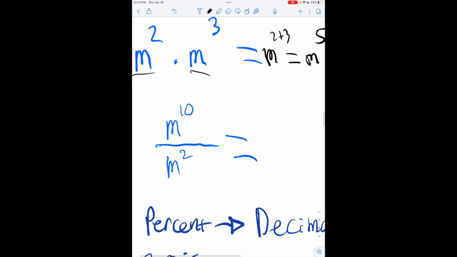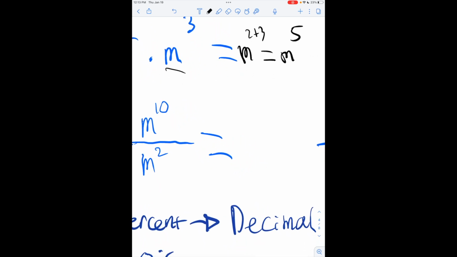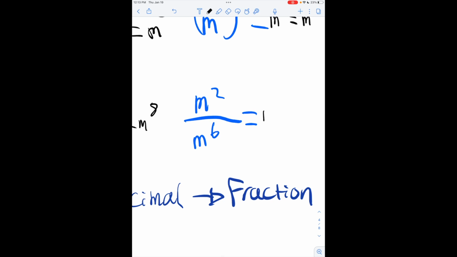Over here I have m to the 10th power divided by m squared. Similar to above, where when I multiplied them I added the exponents, here I'm going to subtract them. And kind of similar, again, I'm going to subtract them.